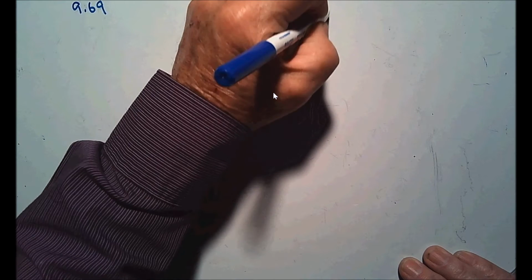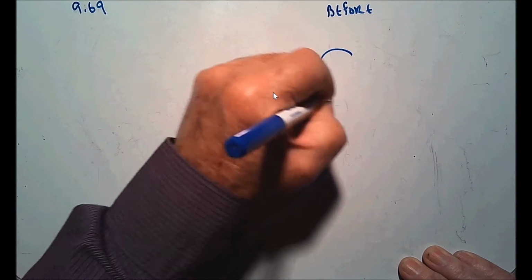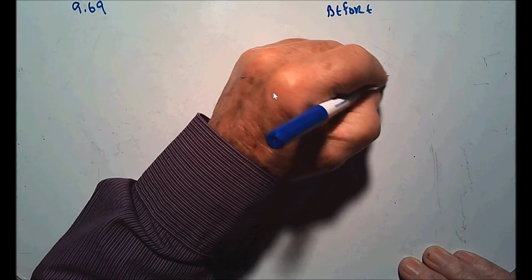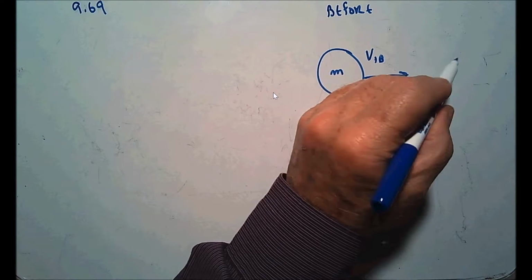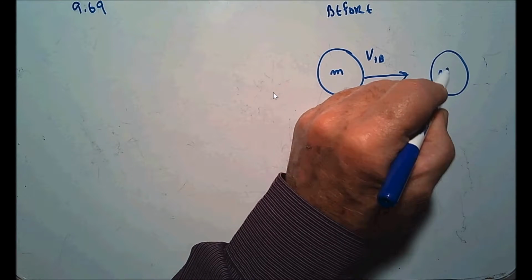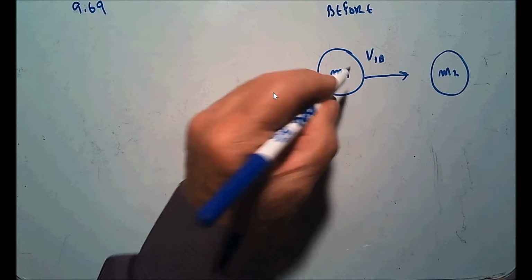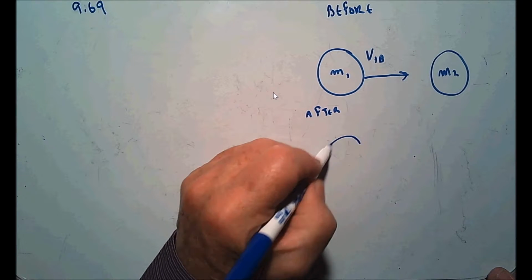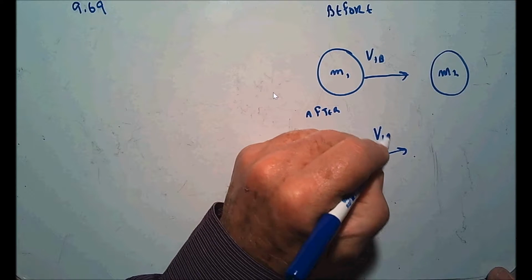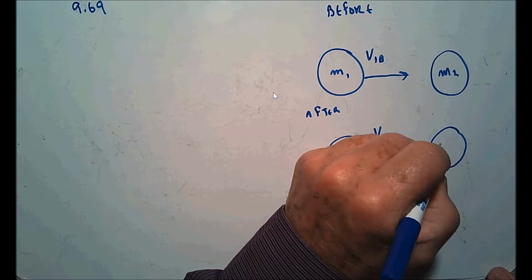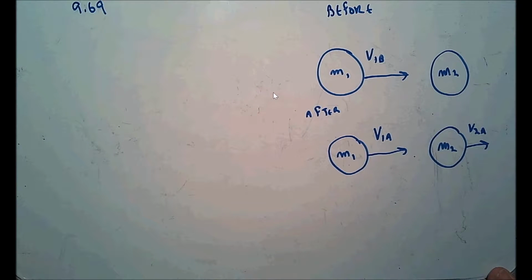So what we have to do first is show a before picture where we have mass 1 traveling with velocity 1 before, and mass 2 is at rest. After, M1 has velocity 1 after, and M2 has velocity 2 after.